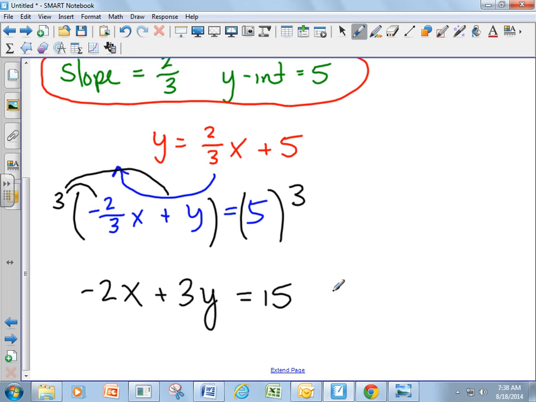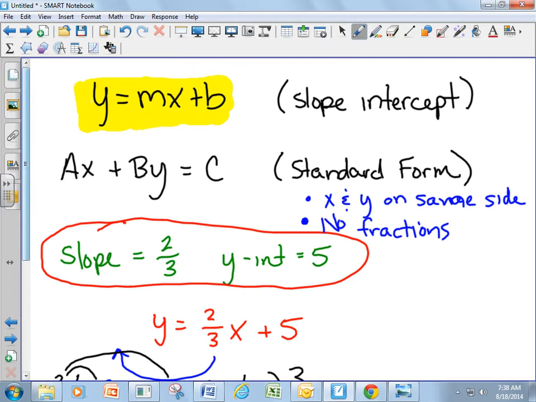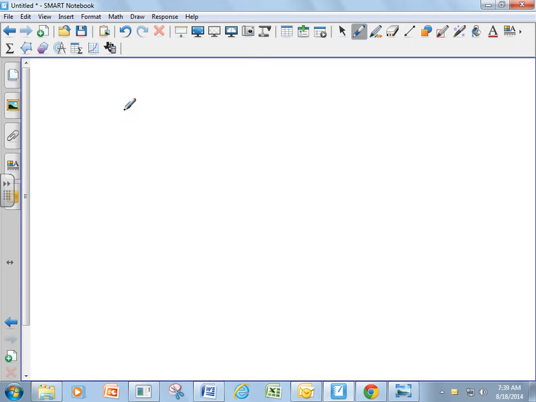This would be a great final standard form, which I often just abbreviate standard like this. And then you are finished with that problem if that's what I was asking you to do. So that kind of goes through those two forms. The other form that a lot of times gets overlooked is point-slope form. y minus y1 equals m times x minus x1.